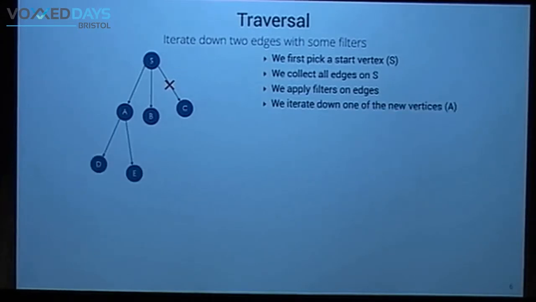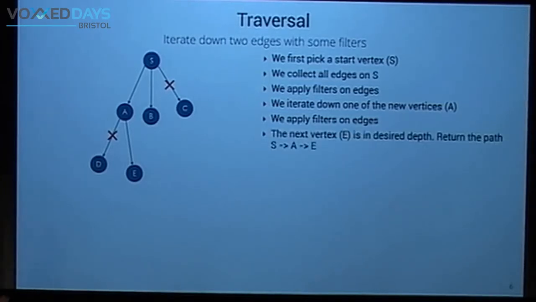And now I just have to pick one of those two, so either A or B, and do the same step again. So for A, get all the connected edges, then apply the filters on these edges. So in this case, throw away the edge to D. And then, if I would do more steps, I would now go to E and again do the same thing. But as I only do 2 steps, now I have my first pass that matches my traversal query.